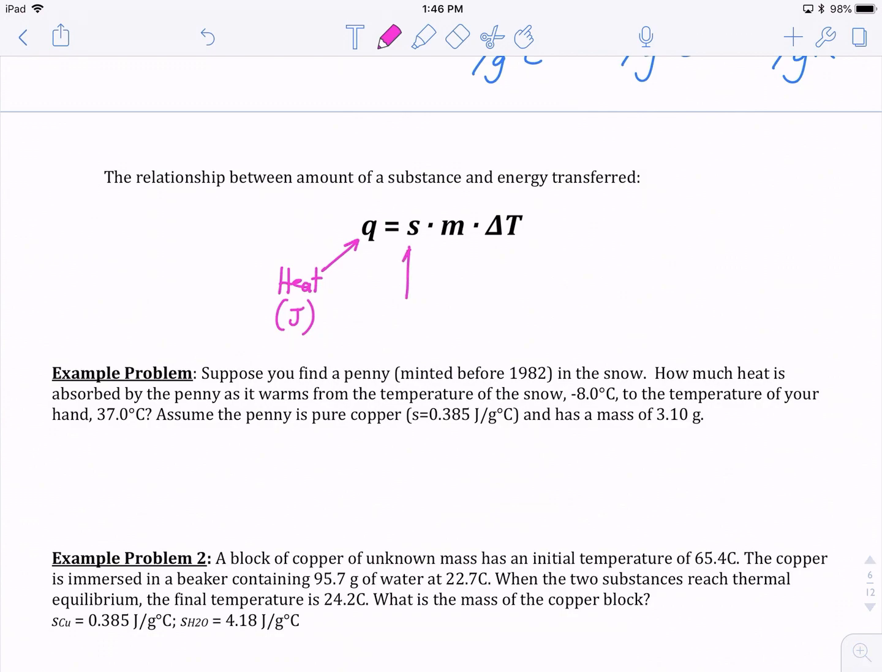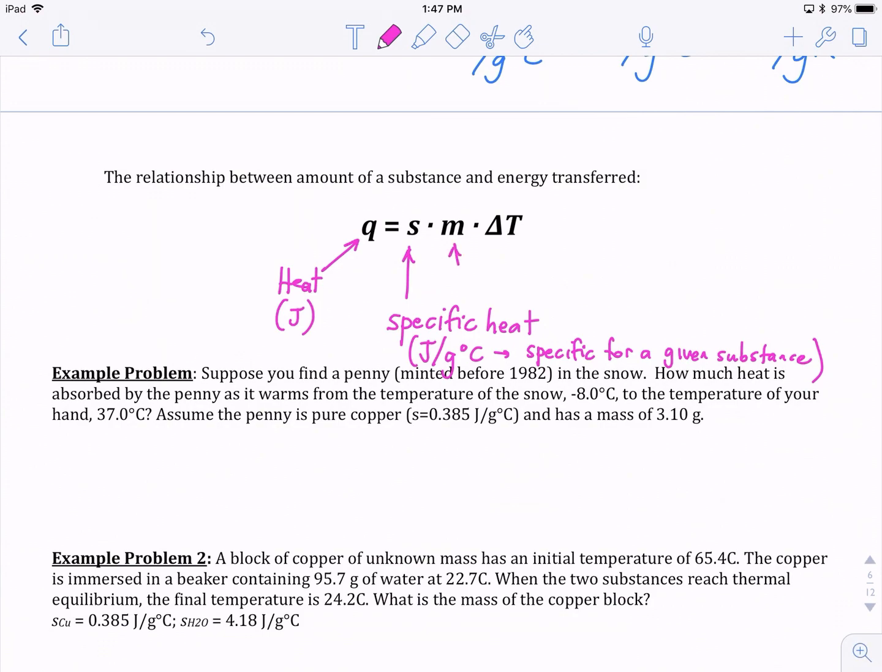Our S, we just looked at, is specific heat, and that is going to be, again, in joules per gram degree Celsius or joules per gram Kelvin specifically. And specific heat is specific for a given substance. So it takes more energy to raise the temperature of, say, one metal than it might take to raise the temperature of another metal, same amount of stuff. So it's specific. That's where that specific comes from.